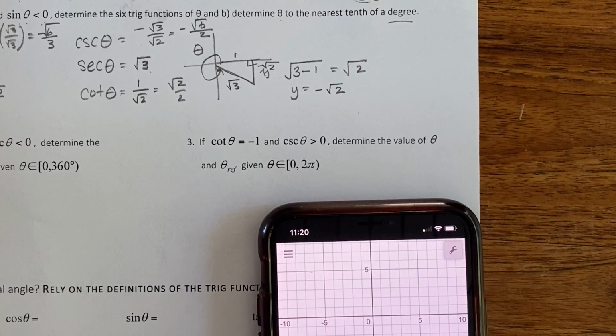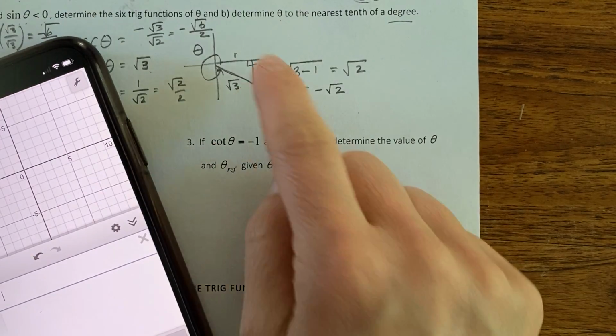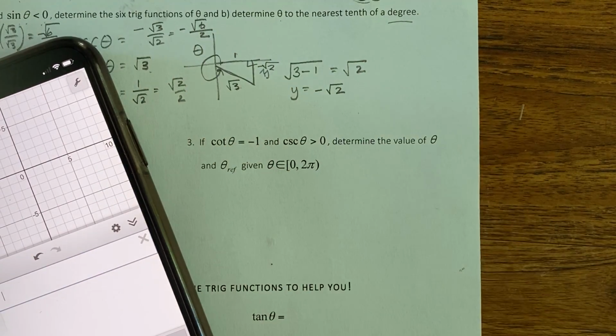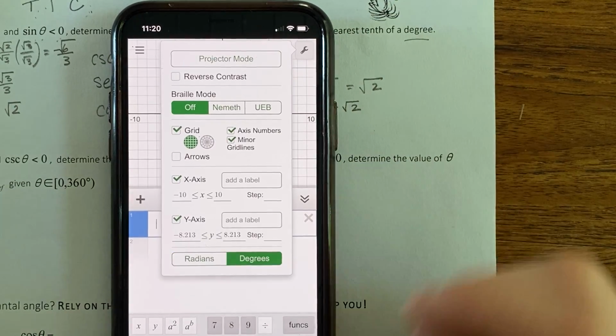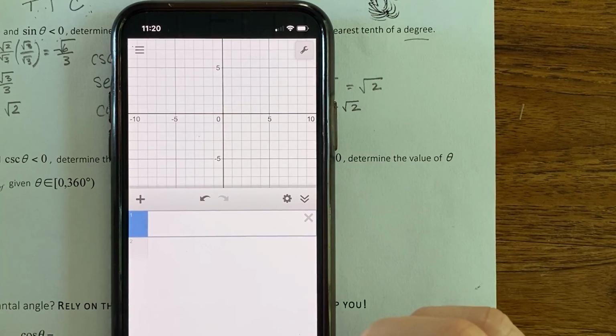Hi guys, I totally forgot to finish this one. So let's do it. We're gonna find theta to the nearest degree. So I've got my Desmos calculator out. I'm gonna make sure that I'm in degrees since that's what we're asked to do.